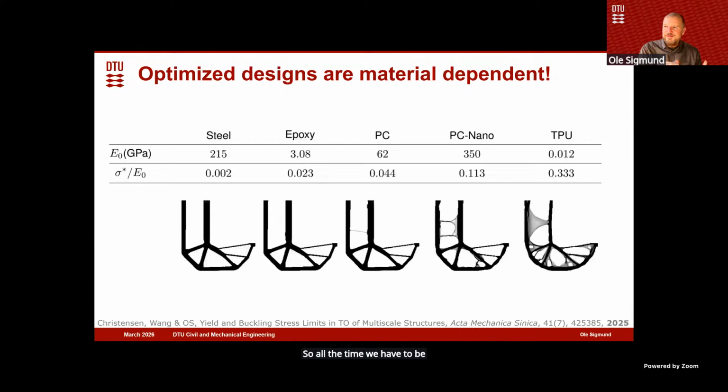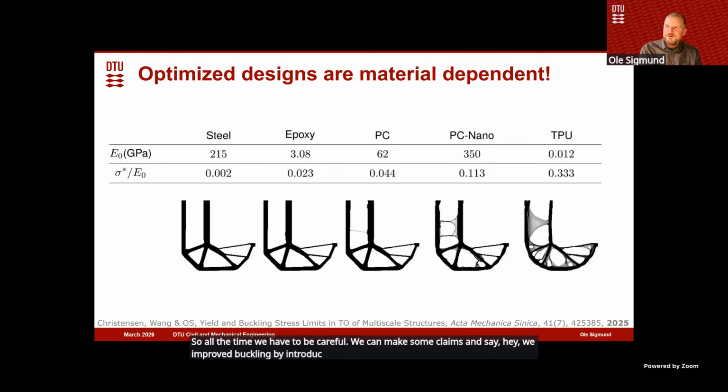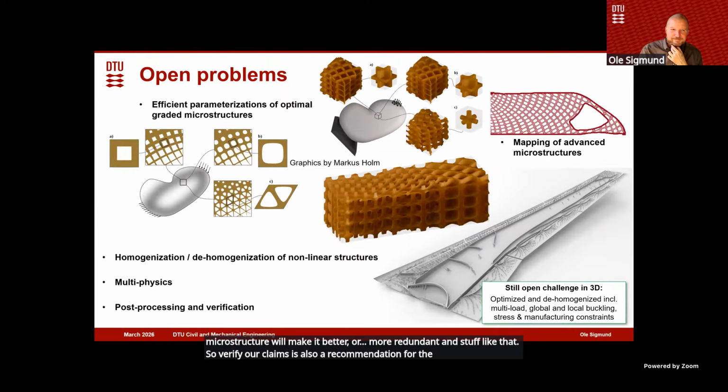We can make some claims and say, hey, we improve buckling by introducing microstructure, but then we actually have to try to optimize it using that and not just claim that we hope that this microstructure will make it better or more redundant or stuff like that. So verifying our claims is also a recommendation for the field.